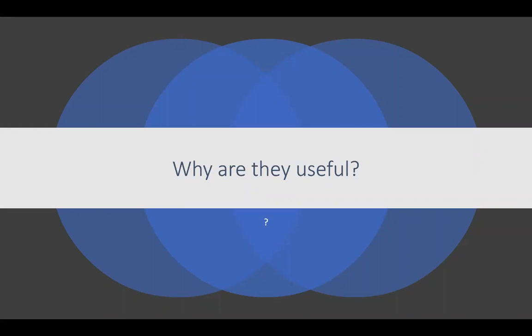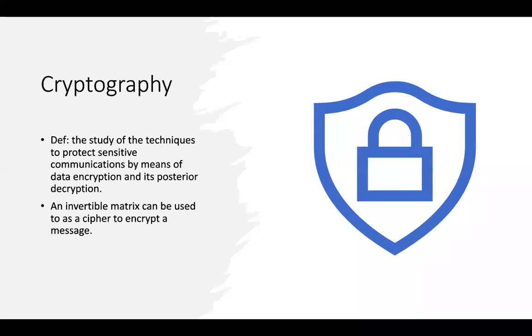Now that we know what they are, we must understand why they're useful and how they are used. For example, cryptography. The basic definition of cryptography is that it's the study of the techniques to protect sensitive communications by means of data encryption or decryption.